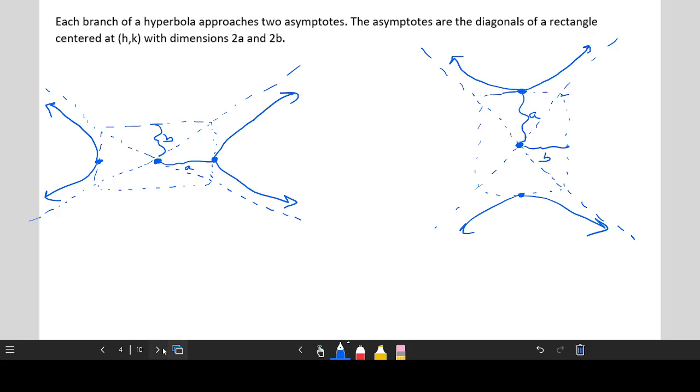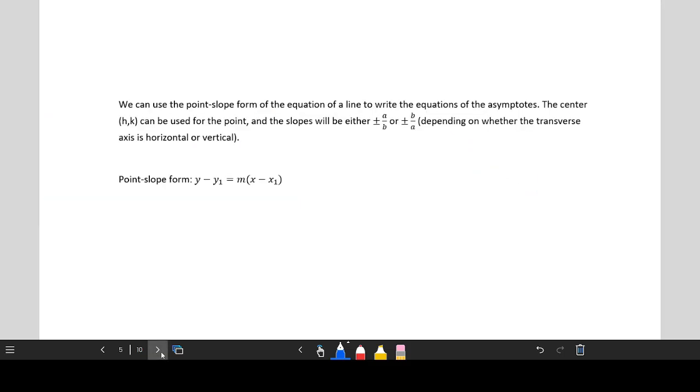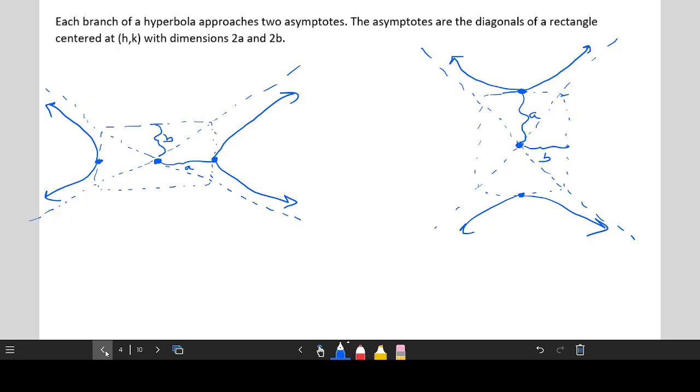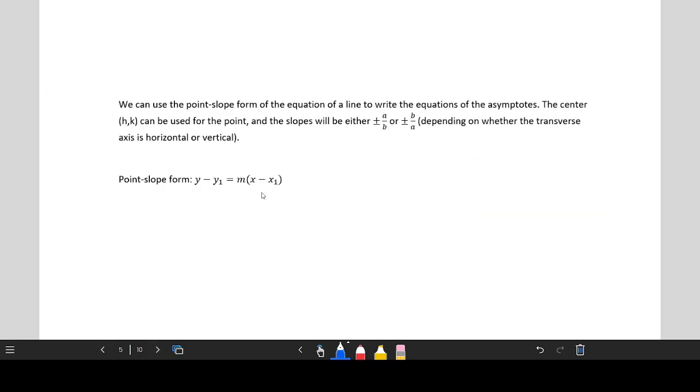And so we'll be able to use a and b to find the slope of those lines because it'll be something like a over b or b over a, or the opposite of that in the case where it's a negative slope. And since both asymptotes pass through the center, we can use that as our point and then use point slope form to write down the equations of the asymptotes.